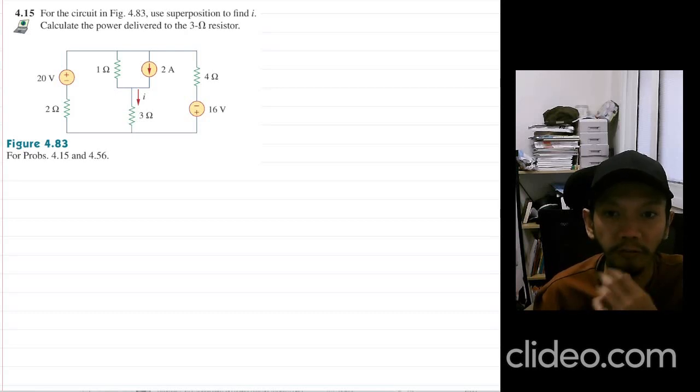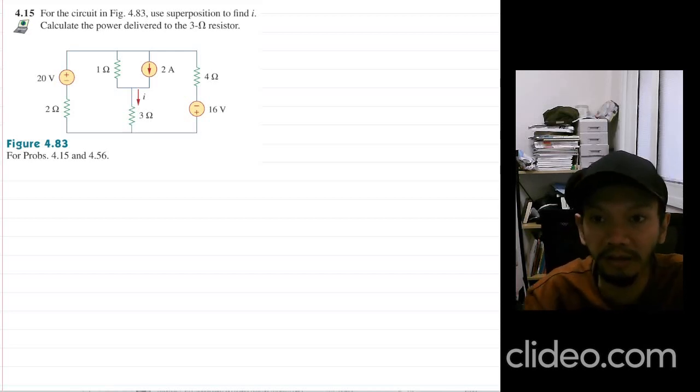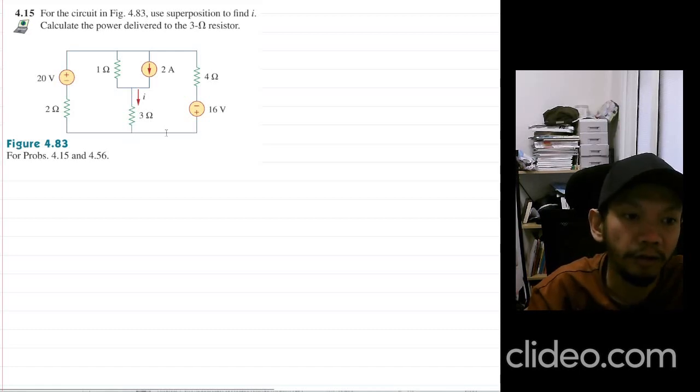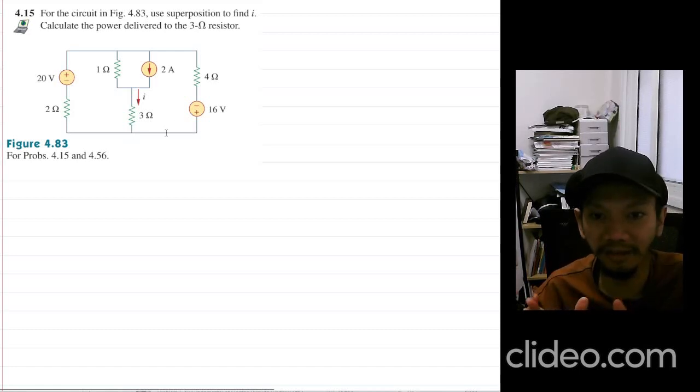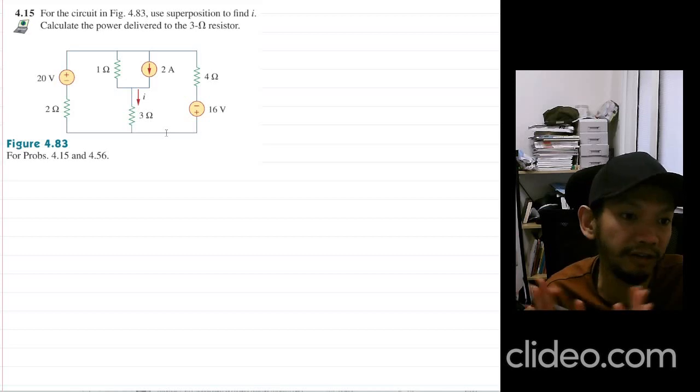So the question is: for the circuit in figure 4.83, use superposition to find I and then calculate the power delivered to the 3 ohm resistor. We will split this circuit into two, first with the voltage source turned off and then with the current source turned off. Maybe let me draw the circuit first.